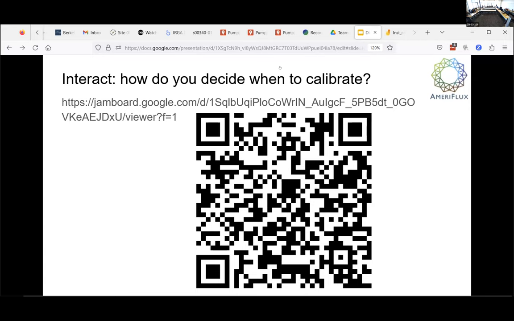And there's no wrong response, right? Everybody grab the QR code.